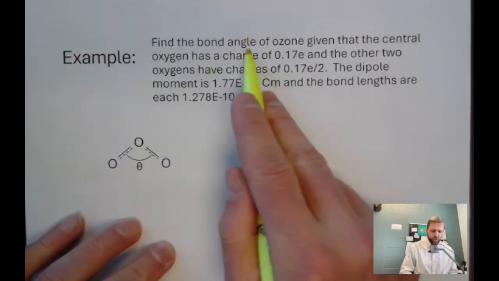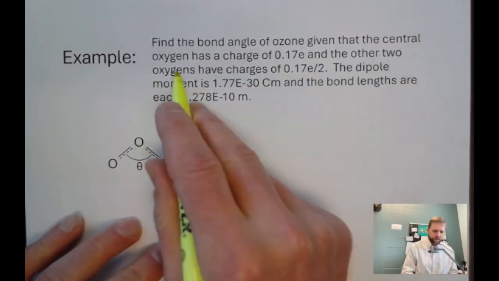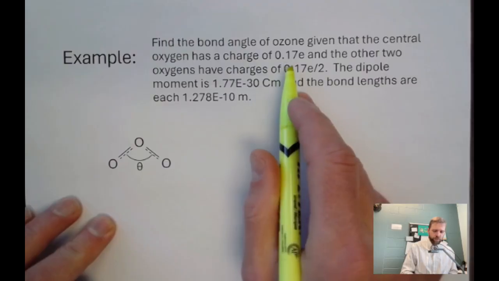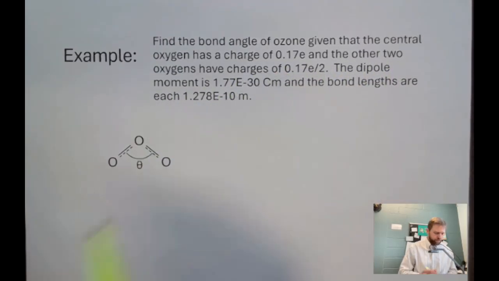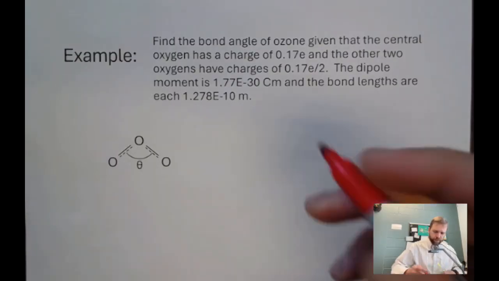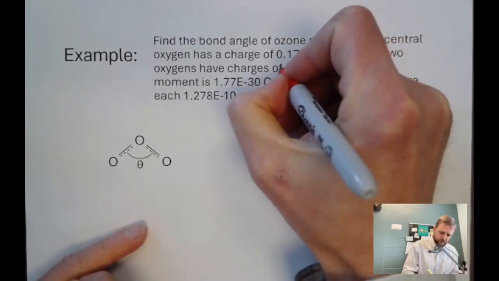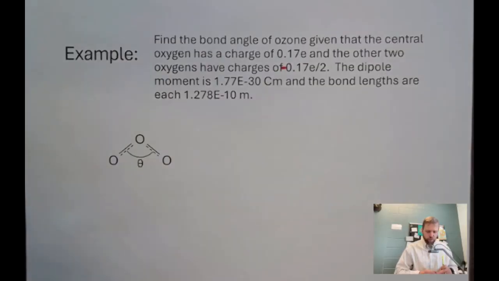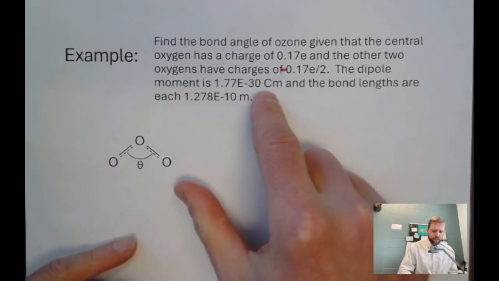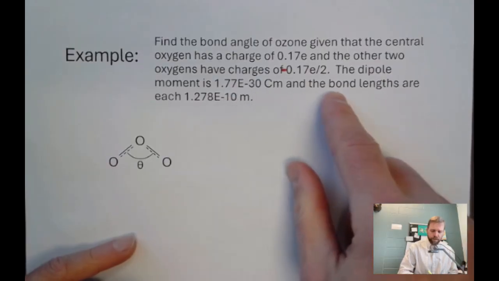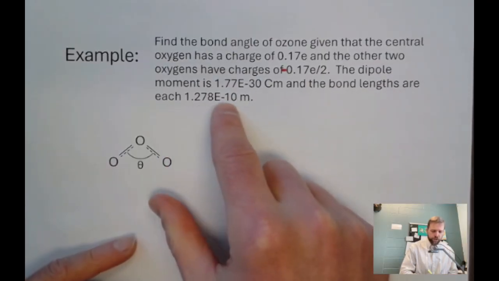We're going to find the bond angle of ozone given that the central oxygen has a charge of 0.17 e, and the other two oxygens have charges of negative 0.17 e over 2. The dipole moment is this, in coulomb meters. And the bond lengths are each that distance.